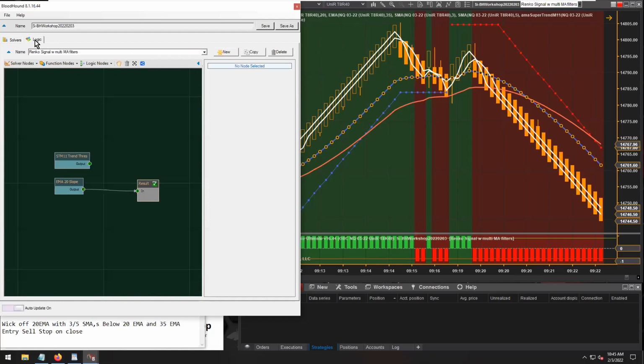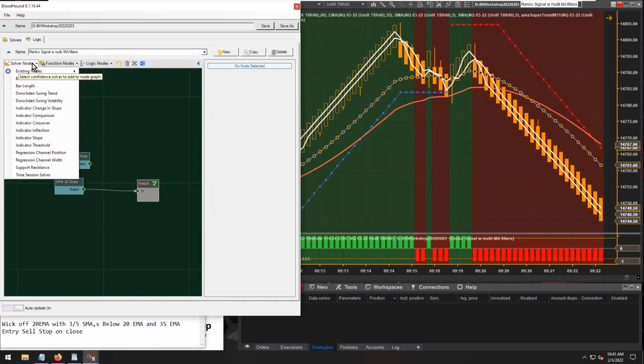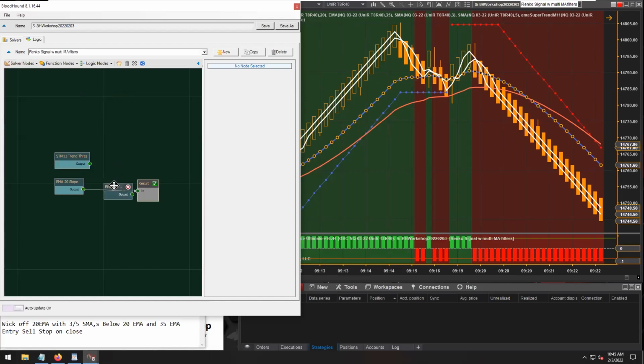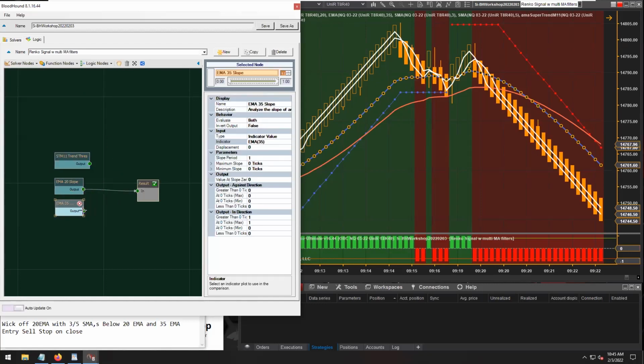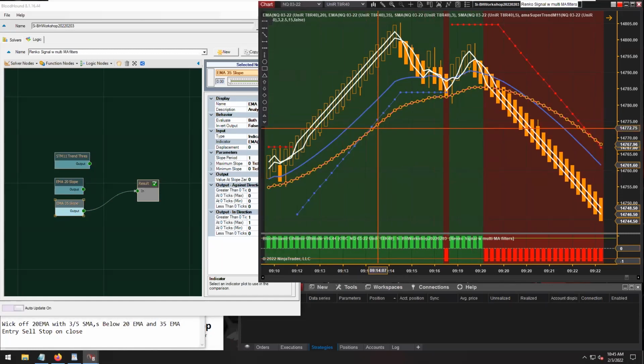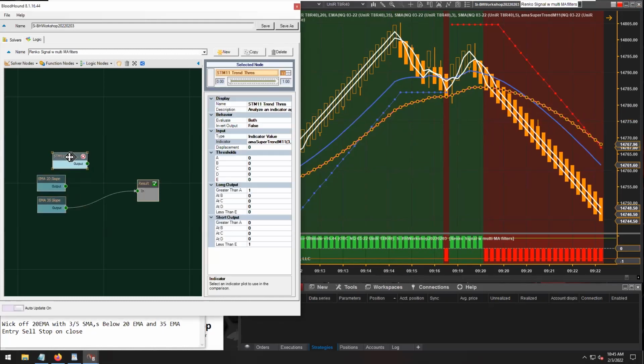I can go back to the logic tab, go to my existing solver nodes, and then existing nodes, and there's that new solver I just made. So I could drop that on the board and then connect that in, and there you go. So that's the orangish kind of line there, or the light red. Okay, so there's the slope.